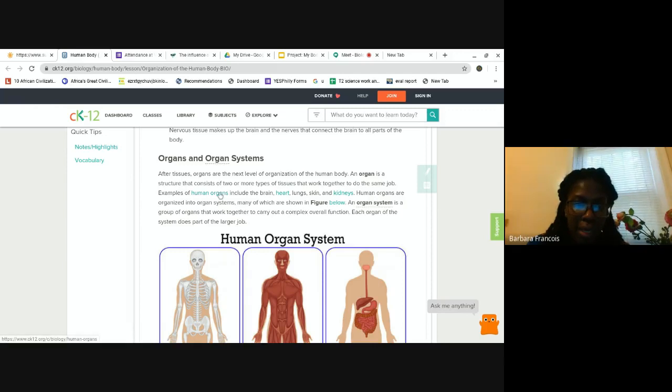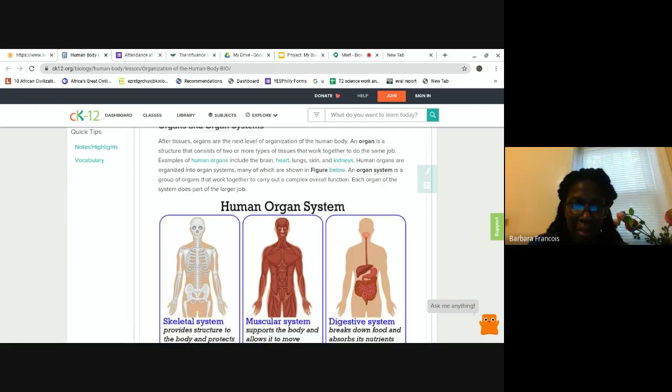Human organs are organized into organ systems, many of which are shown in the figure below. An organ system is a group of organs that work together to carry out a complex overall function. Each organ of the system does part of the larger job.